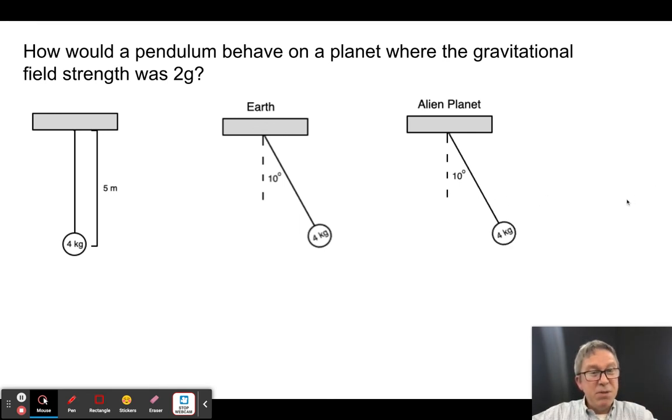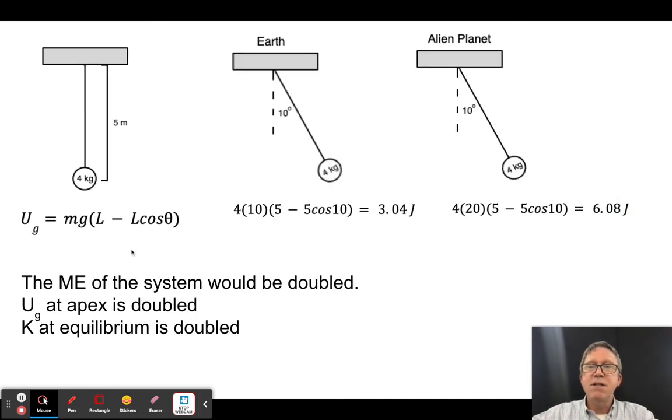Now, remember, with the pendulum, the restoring force is a function of gravitation, which we just increased. So what we're going to find is this, that the potential energy in a pendulum, the UG of a pendulum, is defined as mg delta h, but delta h, remember, is L minus L cosine theta. So I'm going to say mg times L minus L cosine theta. I'm going to do that on Earth. I'm going to come up with this pendulum has 3.04 joules when it is at 10 degrees.